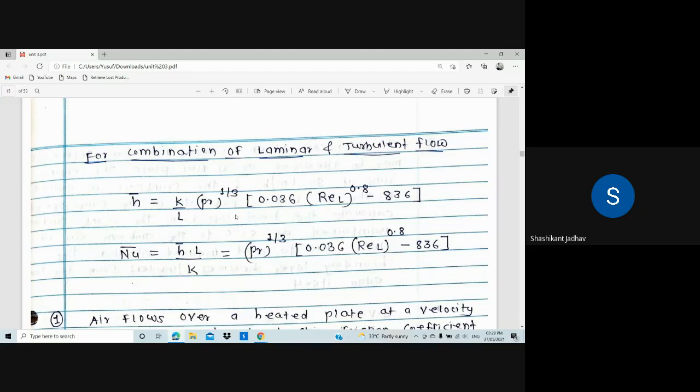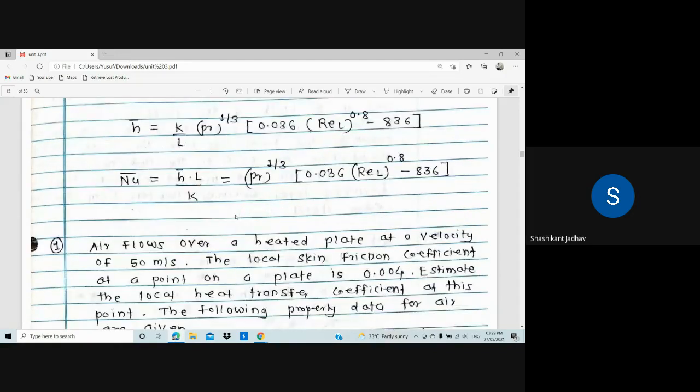Then write down the value of the average Nusselt number. Nu dash is equal to h dash into L divided by k, is equal to Prandtl raised to 1 by 3 into bracket 0.036 Reynolds number raised to 0.8 minus 836.